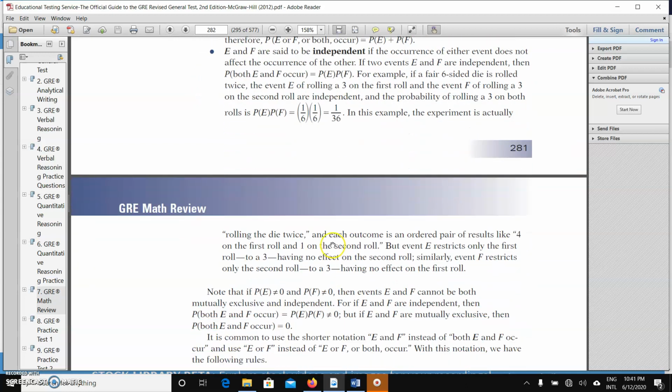So running the die twice, each outcome is an ordered pair of results, like 4 on the first roll and 1 on the second roll. But event E restricts only the first roll to 3, having no effect on the second roll. Similarly, event F restricts only the second roll to 3, having no effect on the first roll. That means they are independent of each other, but it's restricted.